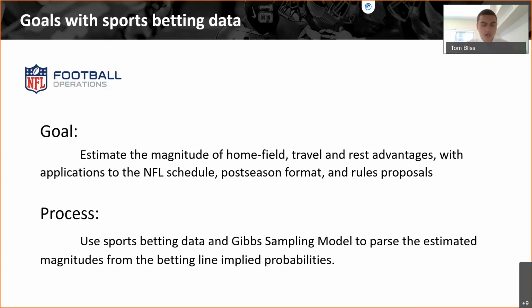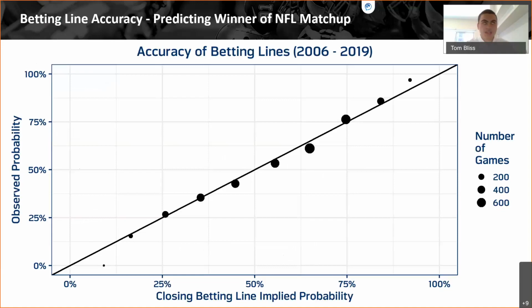So I'll first explain why we are using betting line data, because it might seem a little bit random. The reason we like betting line data is it's incredibly accurate. What we have here is the y-axis is the observed win probability. The x-axis is the betting line implied probability. Each dot represents a cluster of games. So we take a cluster of games where the betting line probability, for example, is around 50% or maybe 45%.